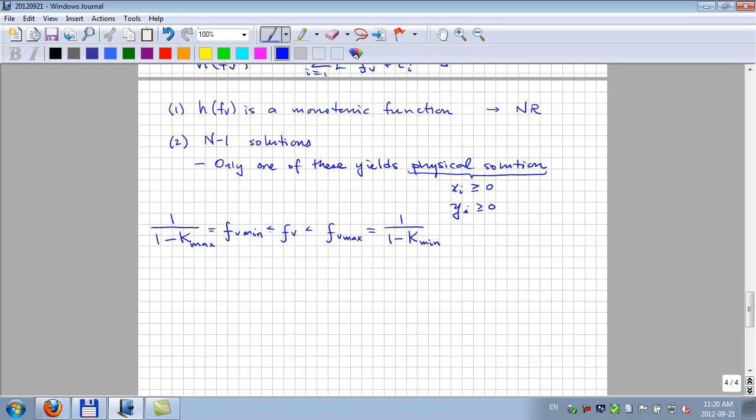Of a particular component? No, you pick whatever component gives the maximum K value. You just have to search all the K values, find the minimum and the maximum, and that will immediately tell you what is FV min and FV max. Between those two numbers, there's only one solution, and only that solution will guarantee this. So even though there are n minus 1 solutions, we can immediately identify the bounds of the one we want. So that's good.